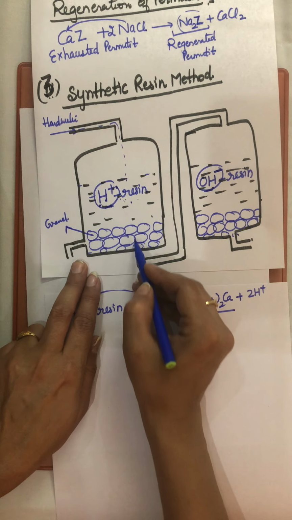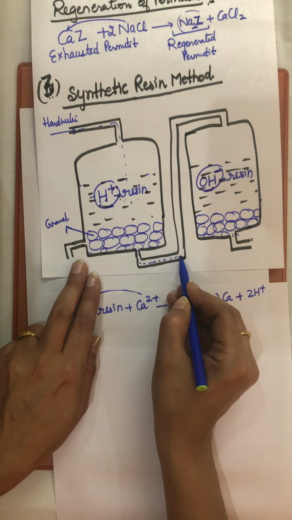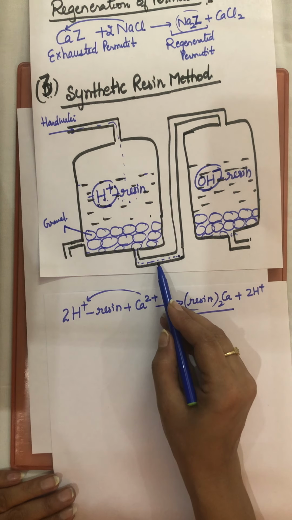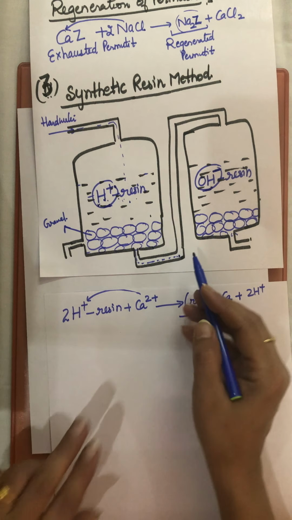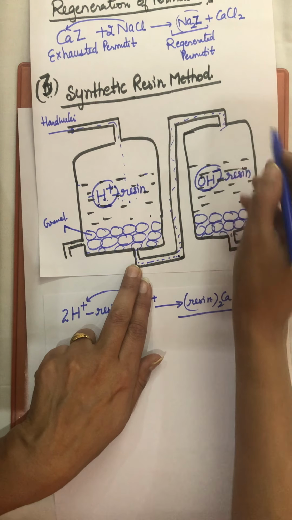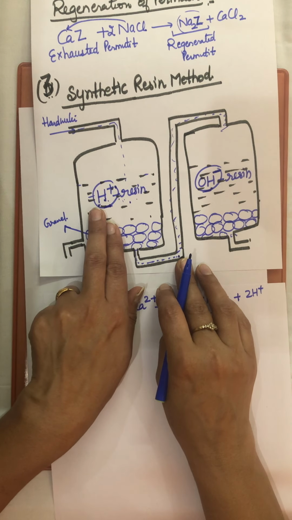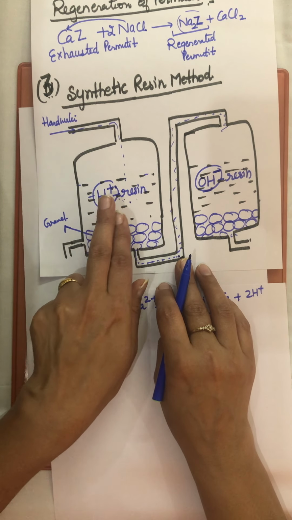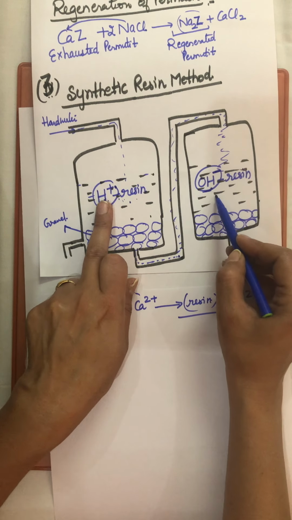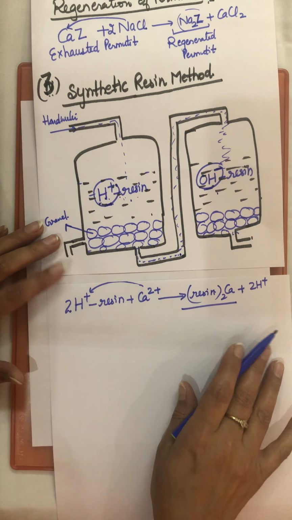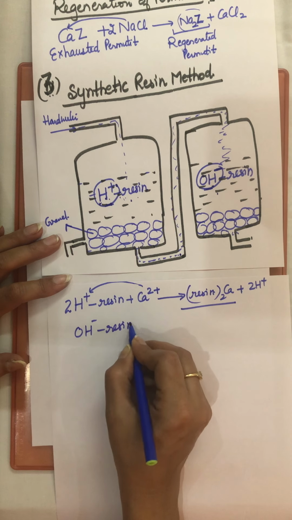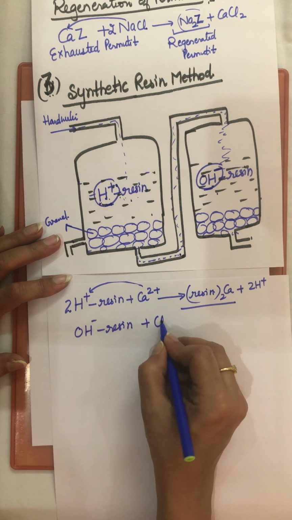So in the water that comes here, no calcium and magnesium ions are present because they are left in the resin. And from the resin, H plus has come into this water. So this water will have no cations except for H plus. All the rest of the cations of the hard water will be left here in the resin. And when this water comes into this OH minus resin, the reaction is: OH minus resin will now exchange all anions.